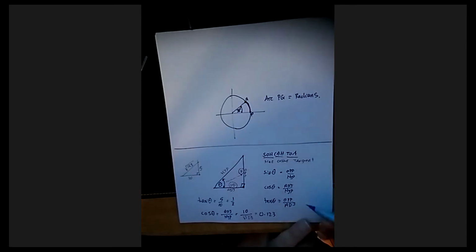Now, a lot of trig is concerned with these functions, sine, cosine, tangent. And if you're wondering who the other three are, there's one called cosecant, there's another called secant, and there's a last one called cotangent.